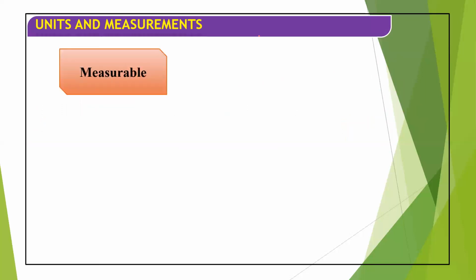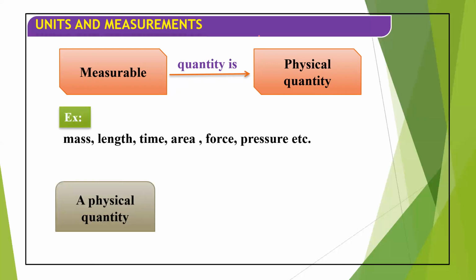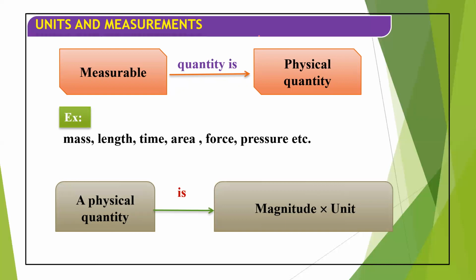So what are units? Basically whatever is measurable, that quantity is called as physical quantity. I hope everybody is clear with this concept. Any measurable quantity is called as physical quantity. So we have learned this. And a physical quantity is nothing but multiplied in terms of magnitude and unit. Now what is that? Let's understand. Do not worry about that. A physical quantity is magnitude and unit. Okay. What is this? Let's understand.